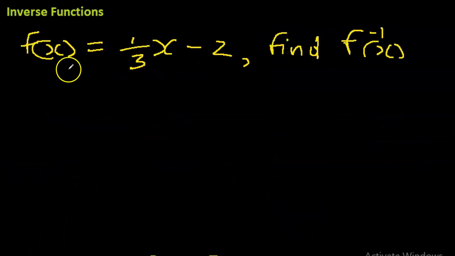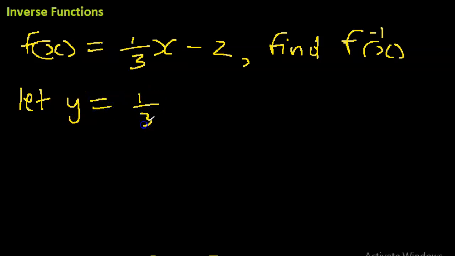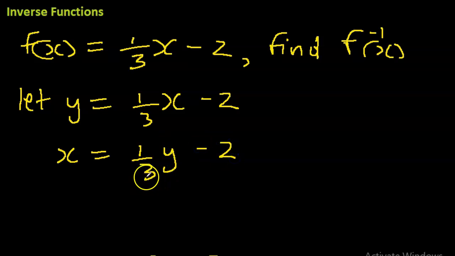Let's do another problem. If f x is a third x minus 2, so we'll let y be equal to whatever the function is, which is a third x minus 2. Interchange x and y, meaning where you have y, put x, and where you have x, we put y. Good? And then of course you want to get rid of the denominator, so you times each term by 3.